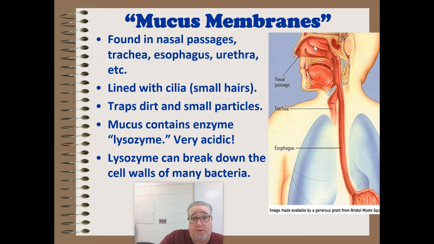Within those mucous membranes, there are little hairs, little cilia, that will help trap larger particles. For example, in the nose, we have little nose hairs that will trap a lot of the bigger dirt particles and things like that. That's kind of what a booger is. It's basically just mucus and dirt that's collected in your nose. It's kind of gross, but everybody gets them.